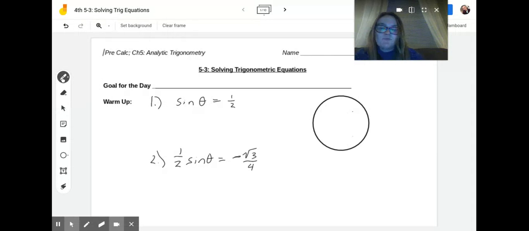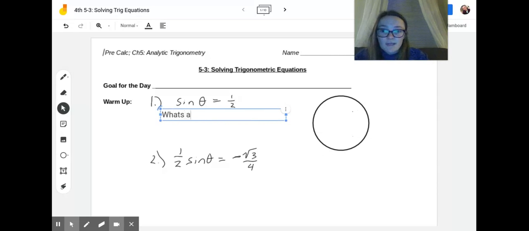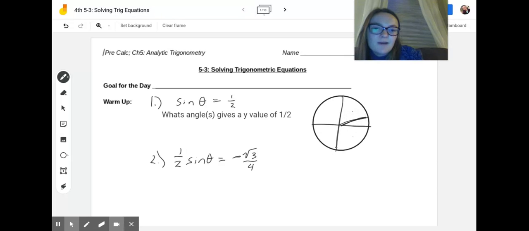Okay. All right, so first thing, I have sine of theta is equal to half. So what this is really asking, if I were to ask myself in words, what is this question saying? It's saying, hey, what angle or angles gives a y value of a half? That's really what this question is saying. So using my unit circle, I want to go ahead and identify, hey, when do I have y values of a half? Well, I have y values of a half here, and I have y values of a half here at pi over 6 and at 5 pi over 6.